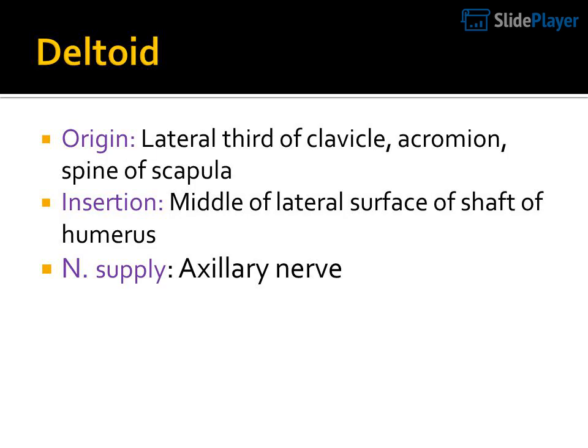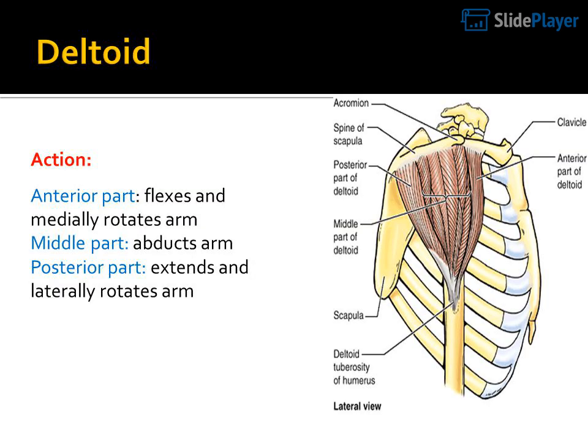Deltoid, end supply: axillary nerve. Origin: lateral third of clavicle, acromion, spine of scapula. Insertion: middle of lateral surface of shaft of humerus. Action: anterior part flexes and medially rotates arm. Middle part abducts arm. Posterior part extends and laterally rotates arm.